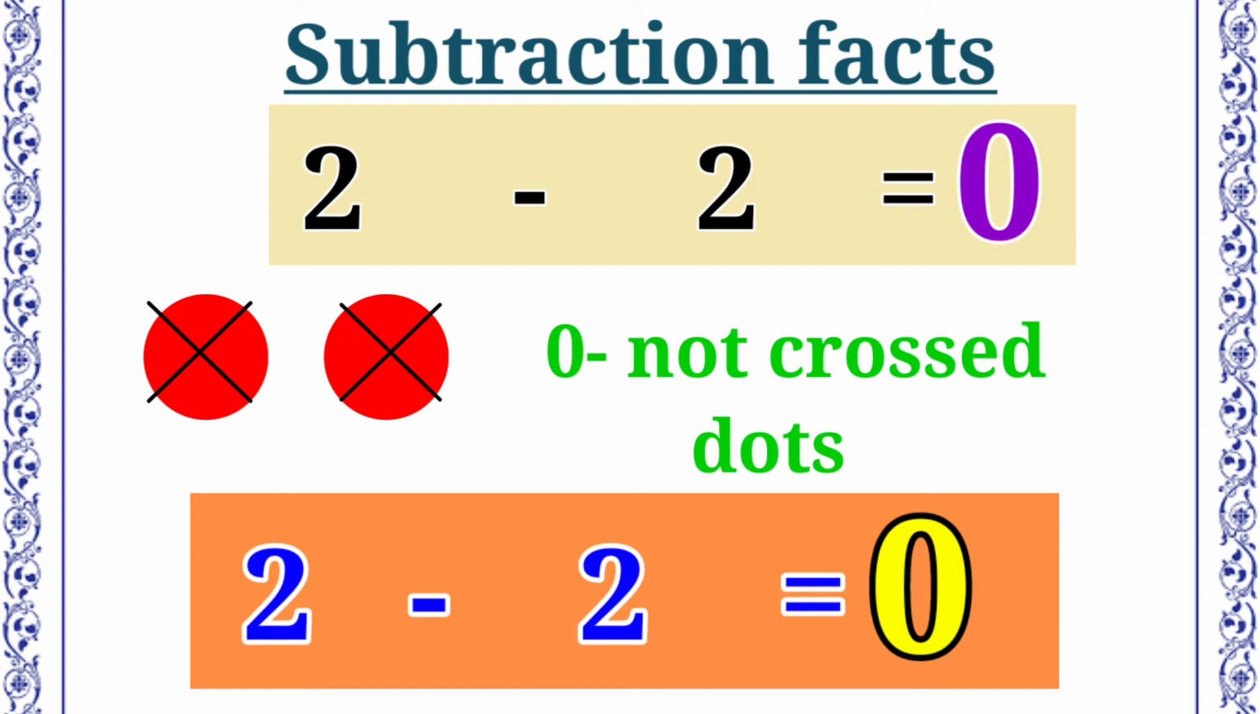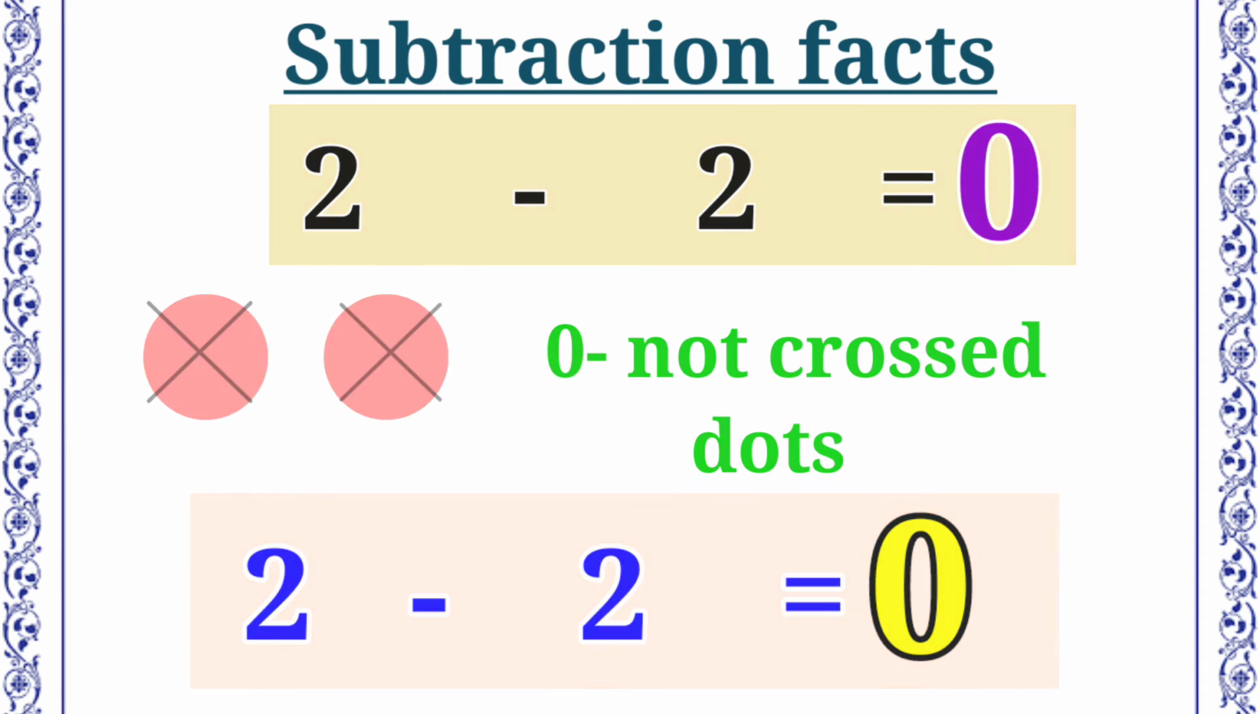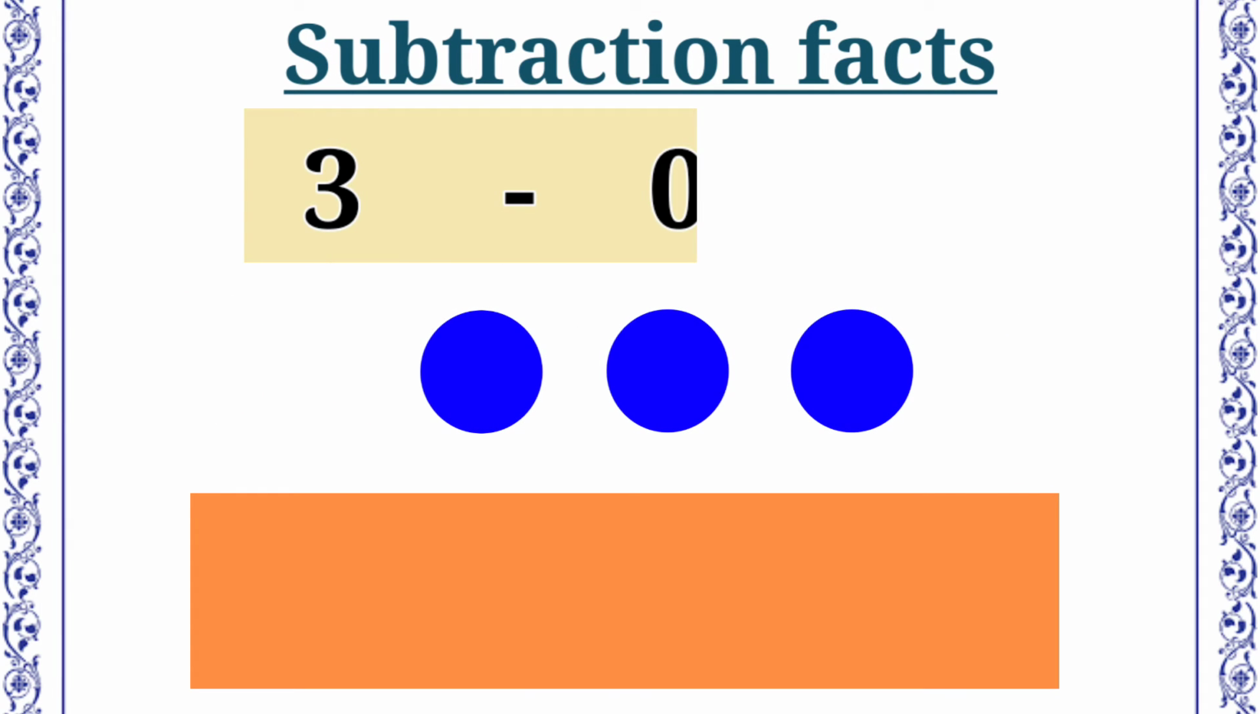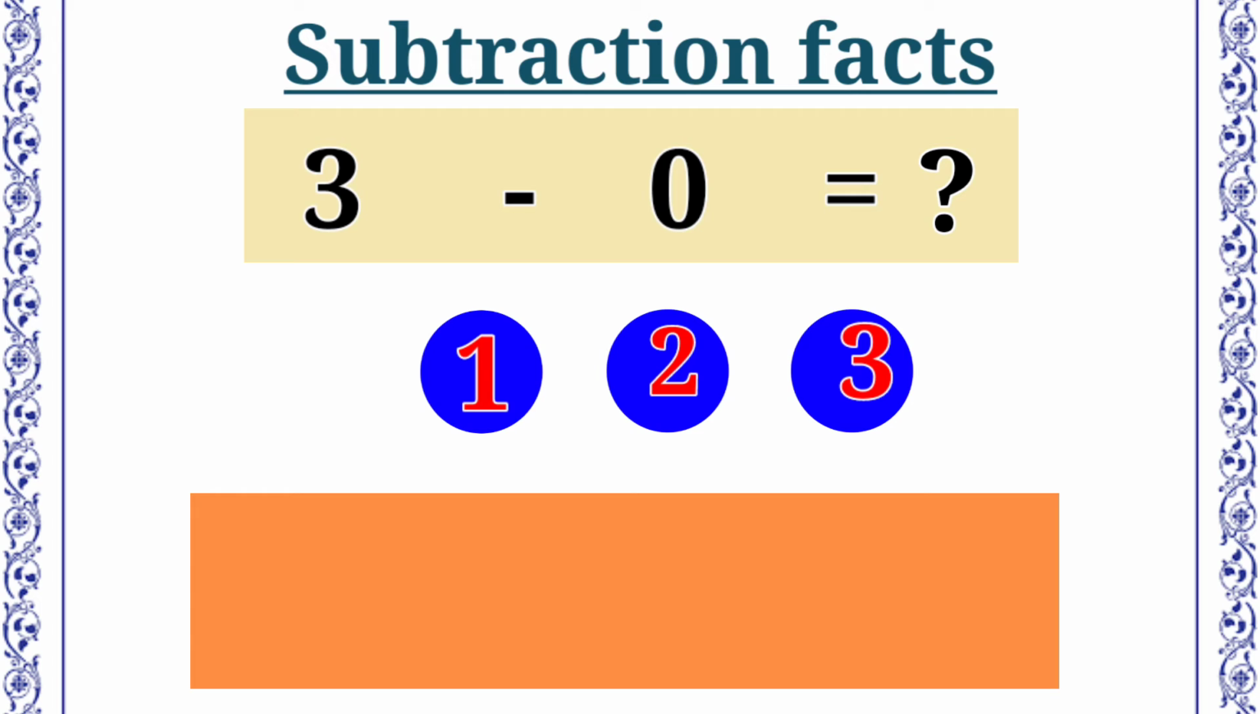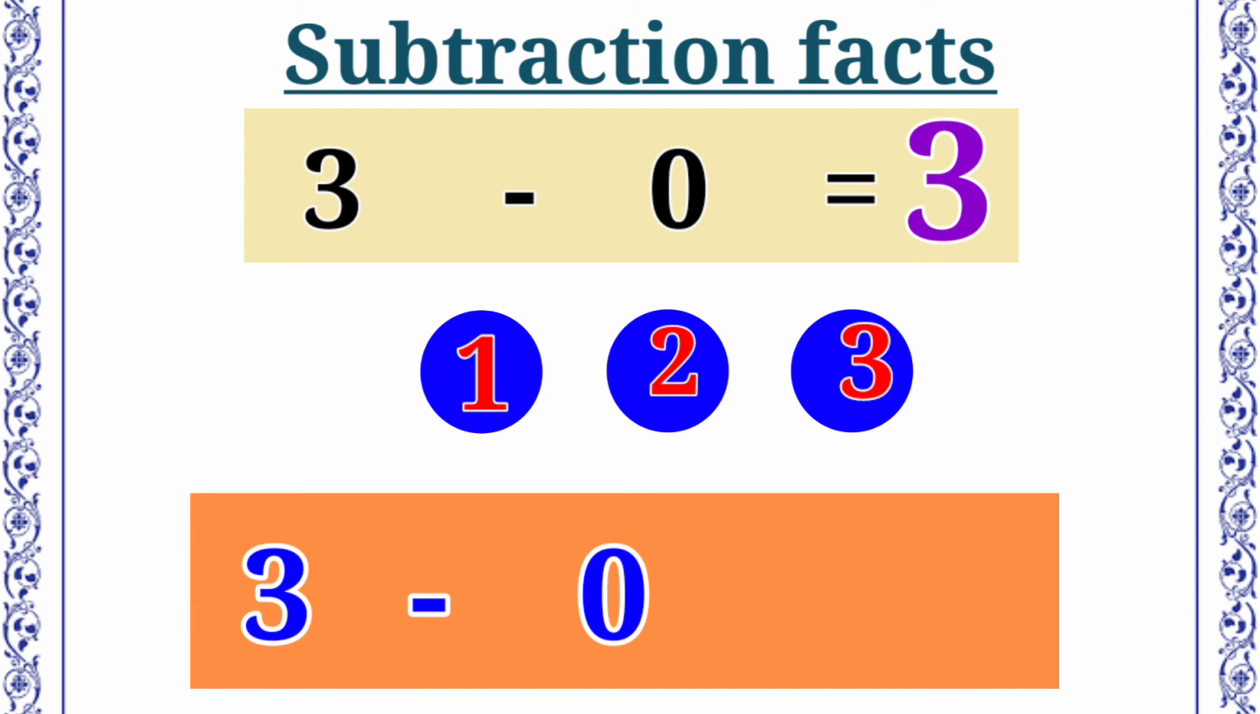Then, to find the sum 3 minus 0. Let's count the dots that are not crossed. 1, 2, 3. Here 3 dots. So, the answer is 3. 3 minus 0 is equal to 3.